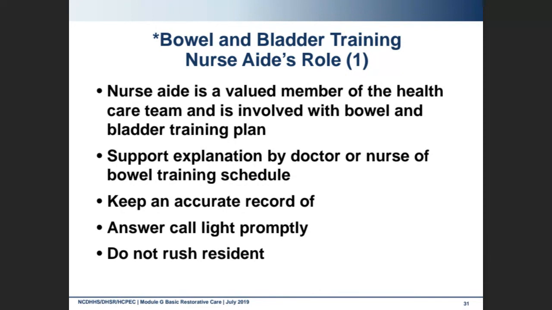We have to keep accurate records of bowel and bladder patterns and amounts. We have to answer call lights promptly. We're always answering call lights as promptly as possible, but when you know someone's on a bowel and bladder training program, you've got to get there. And we always want to be patient. If someone's on a bowel and bladder training regimen and they're sitting on the toilet to try and go, we have to be patient with them and allow them that time.